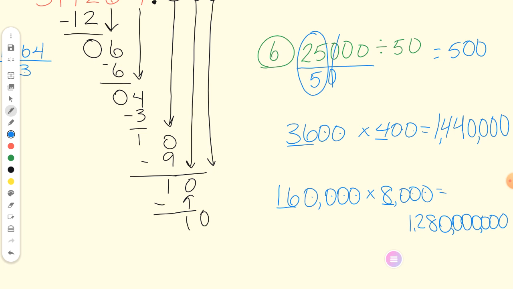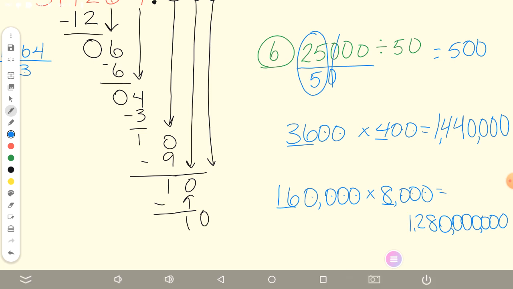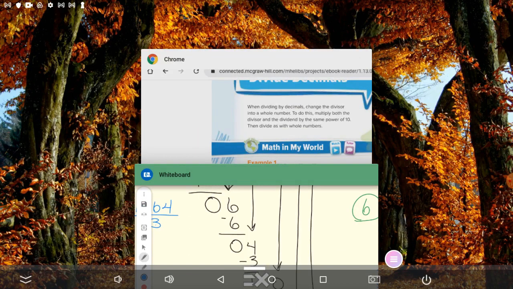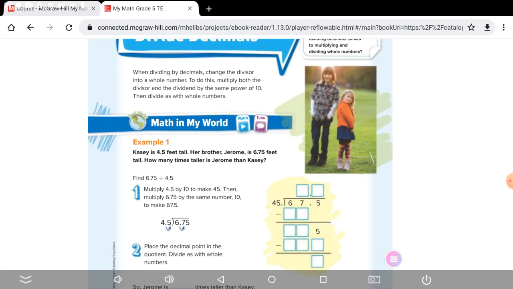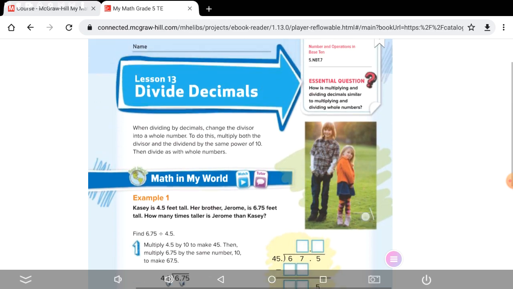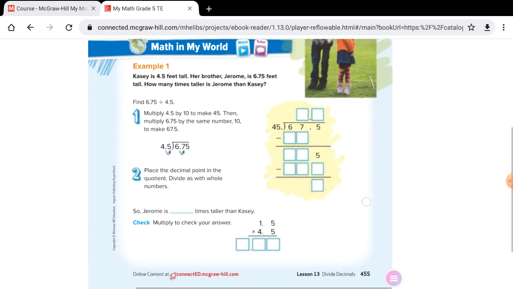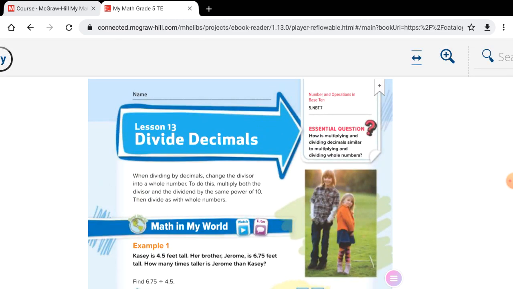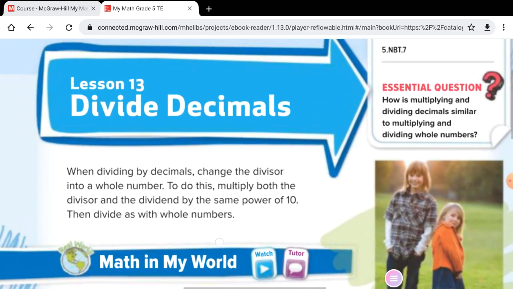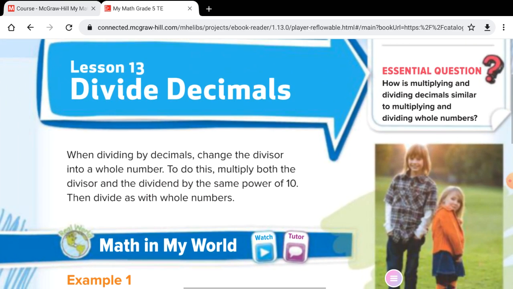Okay, are there any from last night's homework that you want me to work out on the board? No? Okay, so we're going to move on. We're still dividing decimals, but today we're doing decimals by decimals. You do not need your book out. But I am on page 455, I believe. You don't need it out. We're doing lesson 13, which is just called divide decimals.